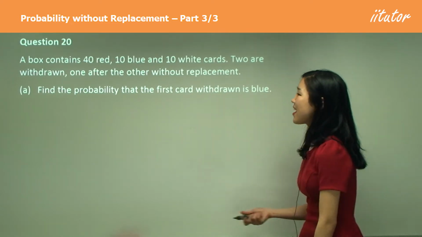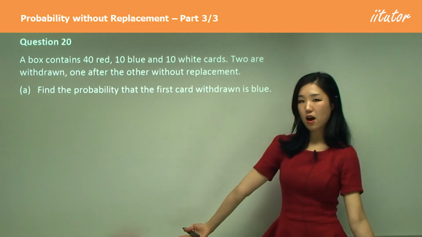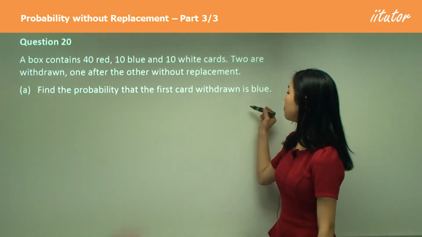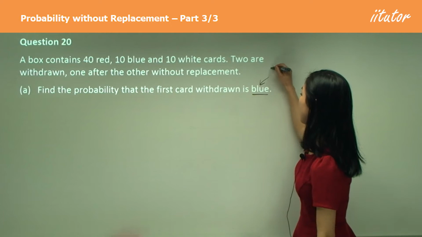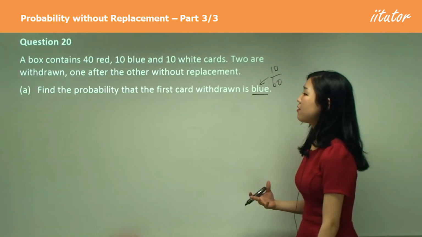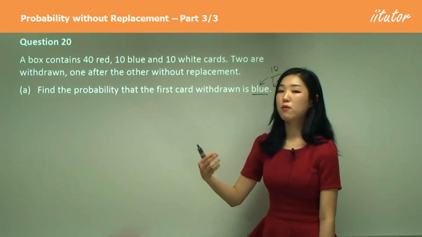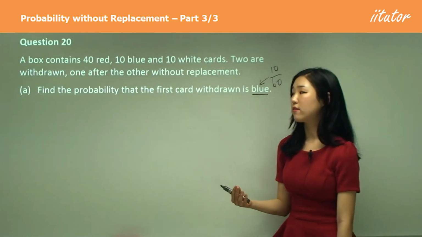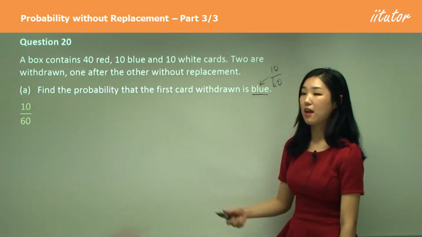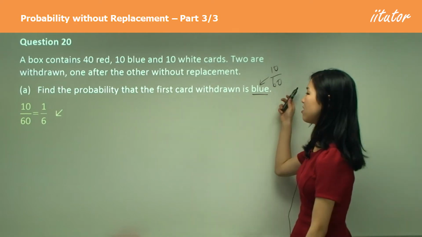Okay, so you can see that 40 plus 10 plus 10 is 60. There's 60 cards in total. And for the blue, it's going to be 10 out of the 60. That's the probability, isn't it? So I want to find the probability that the first card withdrawn is blue. So the second one could be red or the second one could be white. So it could be 10 out of 60, which is simply 1 out of 6.